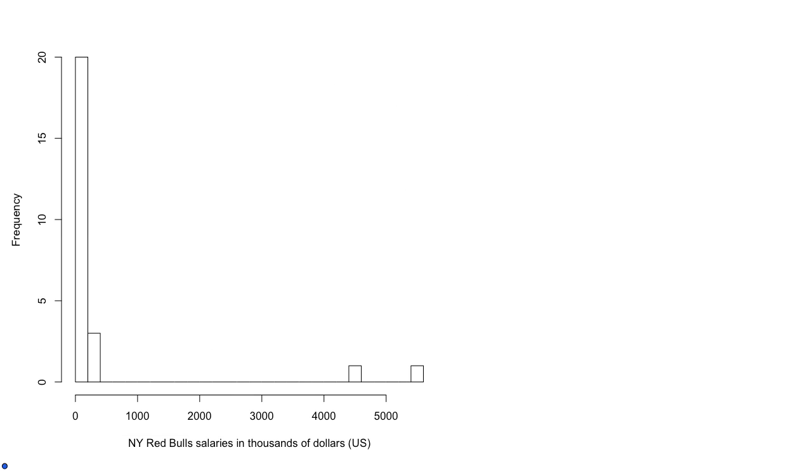We can also look at the histogram for the 2012 salaries of the New York Red Bulls soccer team. The key feature of these data is the large gap between the salaries of the 2 players with the highest salaries, Marquez and Henry, and the 23 other players on the team. The salaries of Marquez and Henry are outliers.